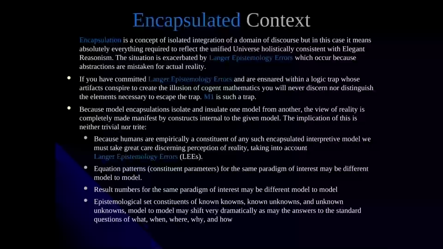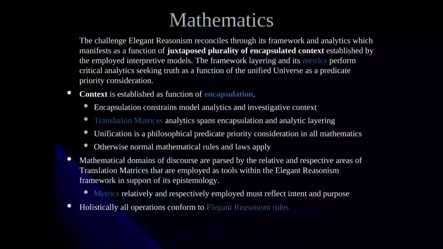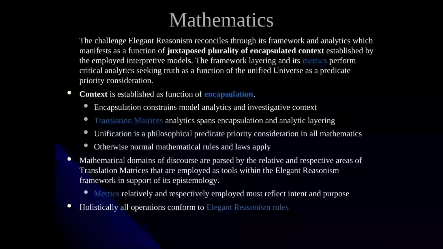So, mathematics, the challenge in Elegant Reasonism is to reconcile all of those issues through a standardized framework with a standardized set of analytics to manifest as a function of a juxtaposed plurality of encapsulated contexts established by the employed interpretive models. So if your investigation needs M2 and M5, you might also want to use M4 for emulation purposes to ferret out different aspects of whatever it is you're looking at.